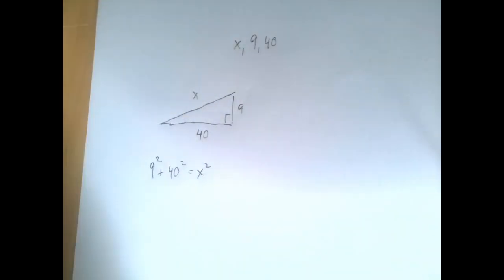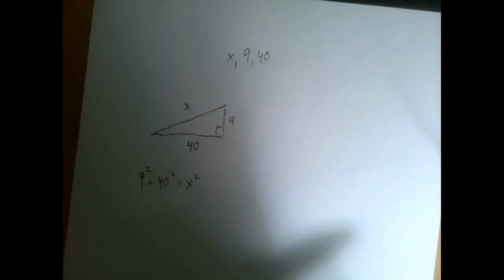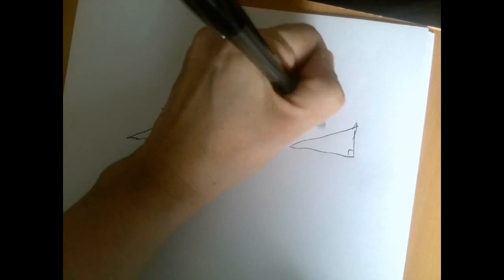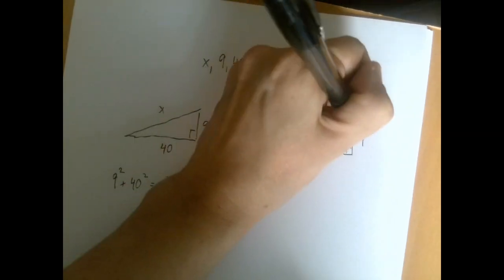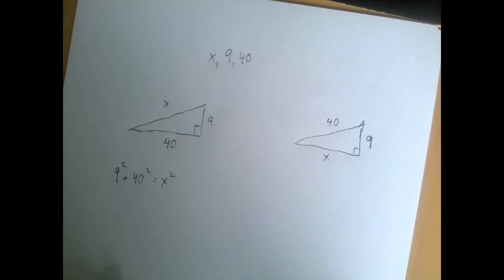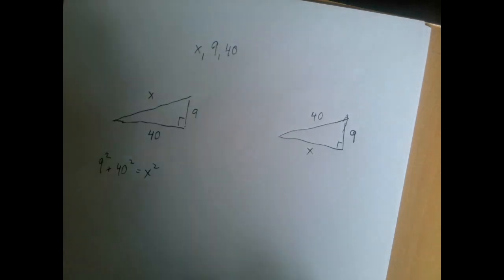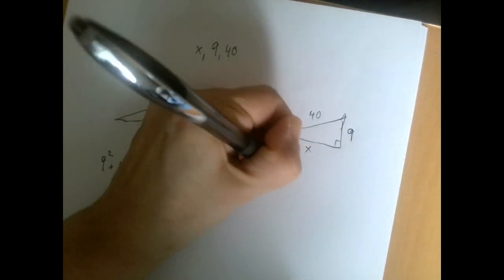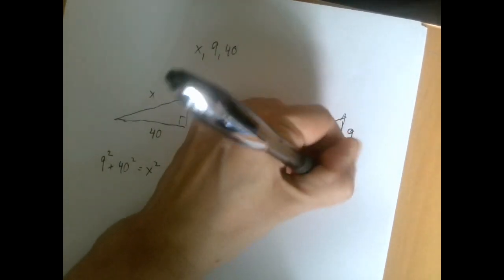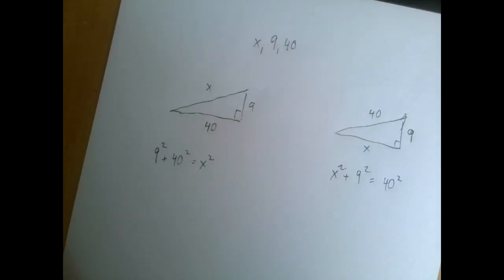But that's not the only possibility, right? x could be less than 40, and then we have a triangle where 40 is the hypotenuse and 9 and x are the other two sides. Then the Pythagorean theorem for this triangle is x squared plus 9 squared equals 40 squared. So now let's solve these.